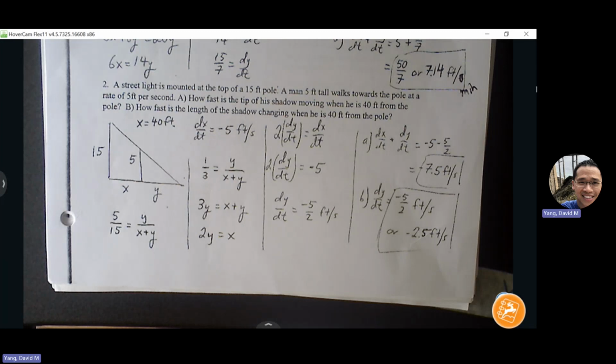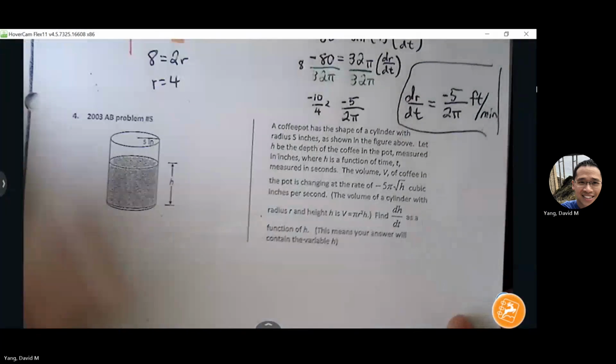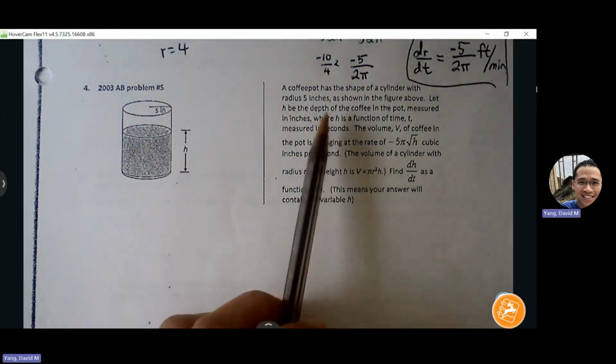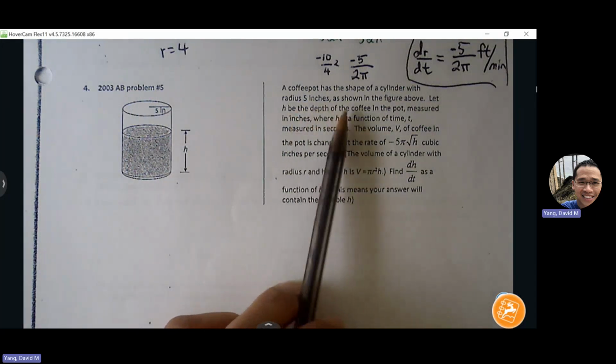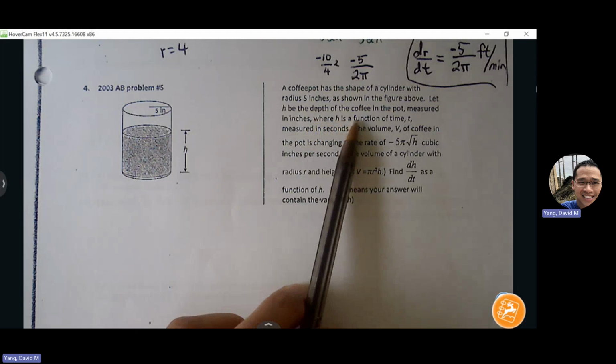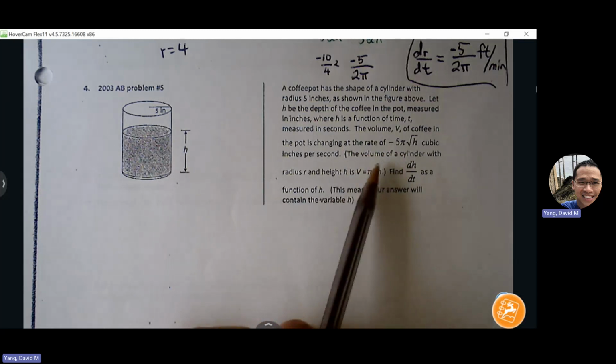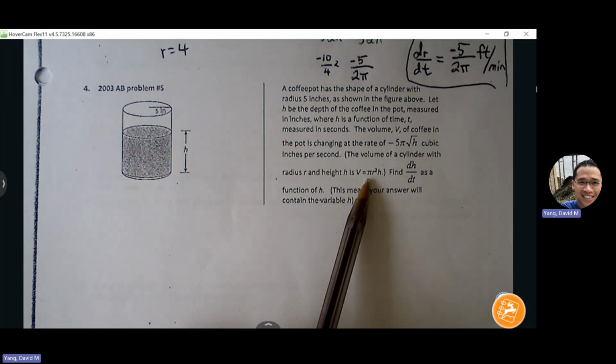Okay. So I want you guys to go to page 7, number 4. Okay, a coffee pot in the shape of a cylinder with a radius of 5 inches, as shown in the figure above. Let H be the depth of the water, the coffee in the pot. Volume is changing at a rate of -5 pi root H. And the volume of a cylinder is V equals pi r squared H.